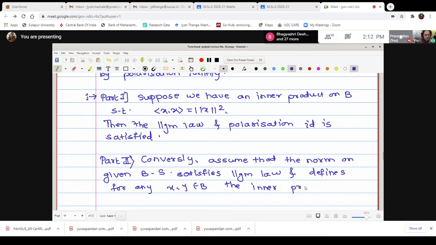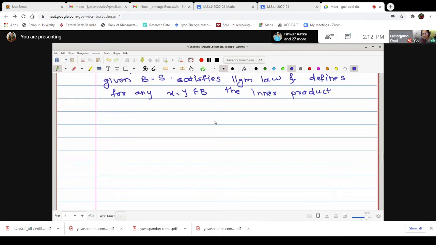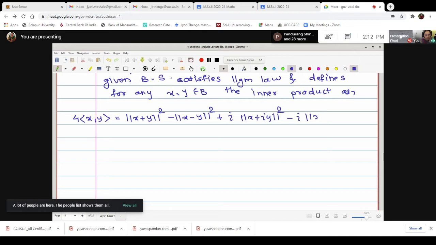How is this inner product defined now? With the help of the polarization identity. This was given in the statement itself. In this case, the inner product is unique and is given by the polarization identity. I will just recall the identity we proved in the last lecture. 4 times inner product x with y is norm square of x plus y minus norm square of x minus y plus i times norm square of x plus iy minus i times norm square of x minus iy.